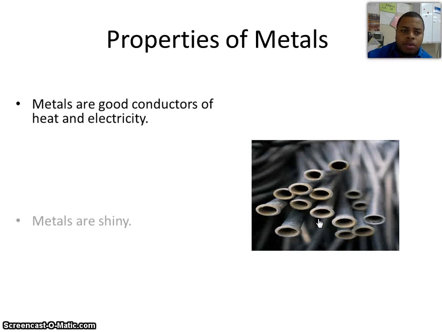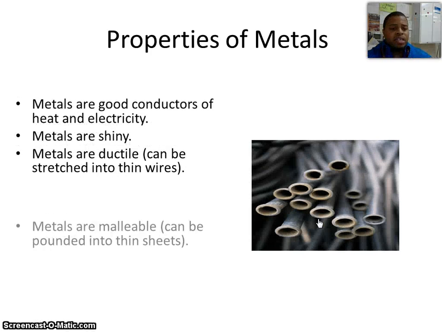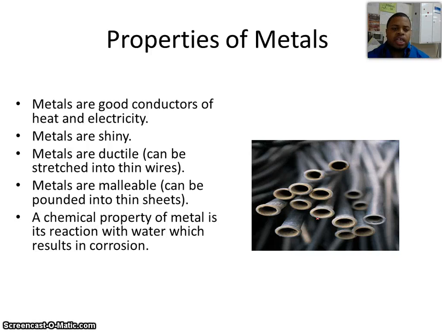Metals are going to be good conductors of electricity and heat. They're shiny. They're ductile, which means we can pull them into thin wires. They're malleable, which means we can pound them into sheets, think aluminum foil. And when they react with water and some acids, they corrode or break down. These are some of the basics that you can just keep in mind.